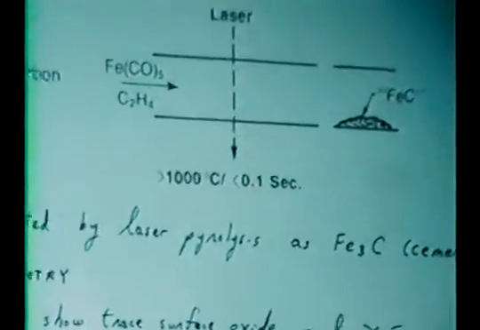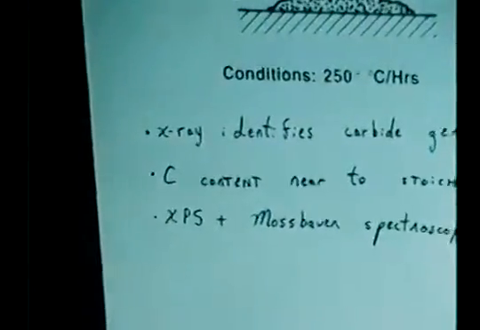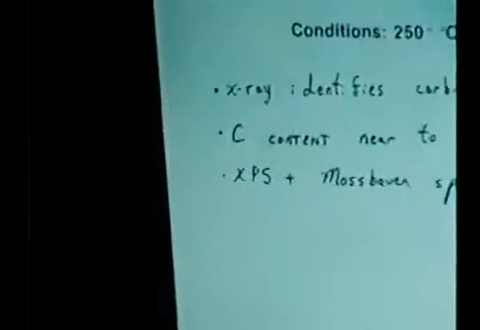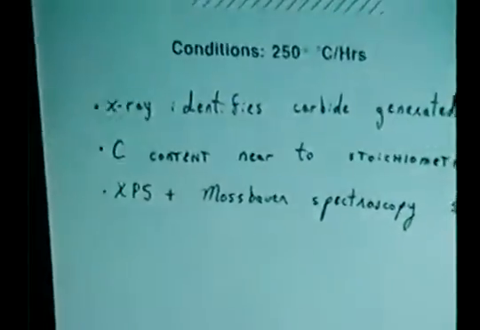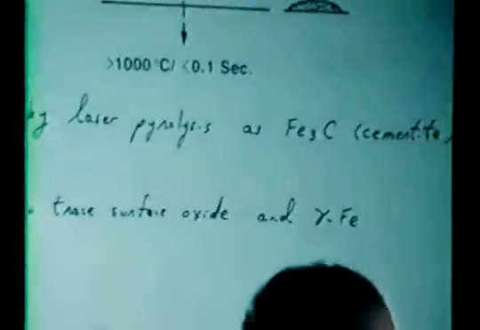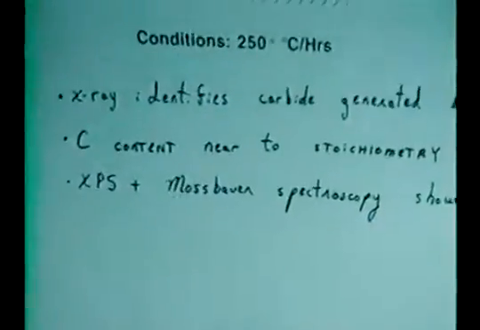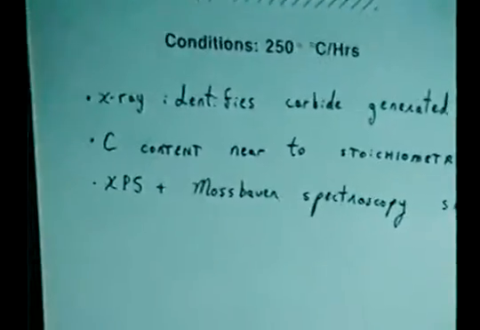That carbided material was identified from an X-ray analysis as being cementite, Fe3C, very crystalline. The carbon content of that material was very close to stoichiometry. It was somewhere close to 9%. Stoichiometry is about 8%. Some XPS and Mössbauer spectroscopy on that material showed that there was, at most, just very trace amounts of surface oxide on it, and very small amounts, at least before it went into the reactor, of gamma iron.